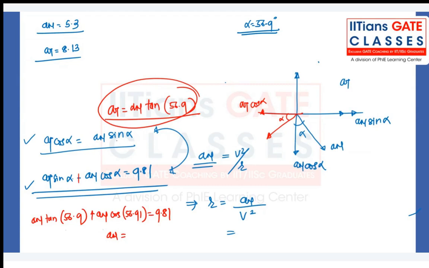I think it's correct now, right? I have corrected it. Because sine of theta divided by cos of theta is tan of theta, AT should be equal to AN tan of 56.9. So just put it here: AT is tan of alpha, sine of alpha. So from this, tell me the value of AN. I don't have a calculator with me.